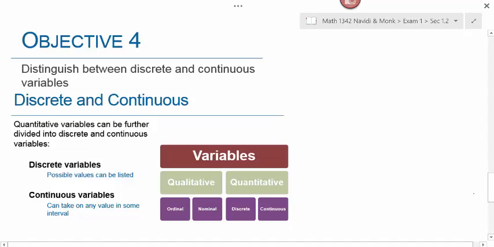So we do test over this quite a bit because it's important to be able to distinguish whether or not your quantitative variables are going to be discrete or continuous, because that will indicate what we're able to do with that data. As we get further into the course, we're going to learn how to find probabilities and run analyses on lists of data, and what we're able to do with the data depends on whether or not that data is considered discrete or continuous. Discrete variables are what you have when you have possible values that can be listed or enumerated.